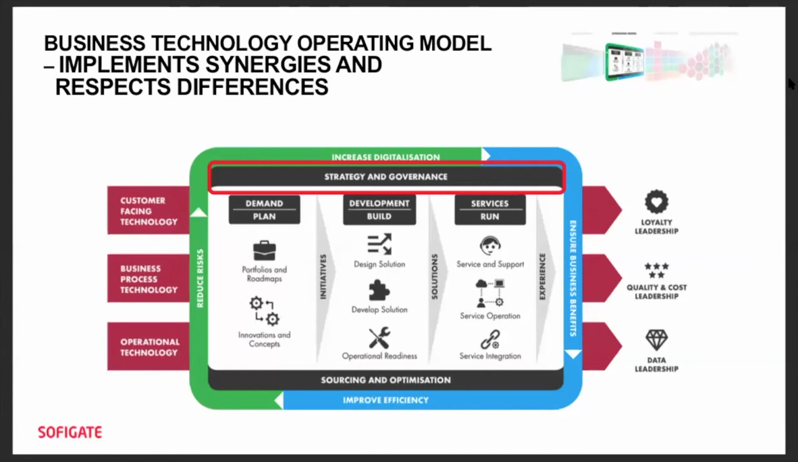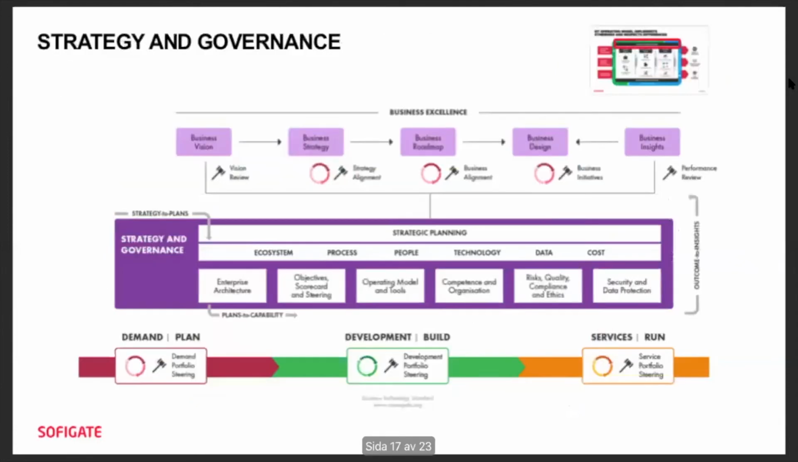So strategy and governance is the discipline that represents the part of the operating model that focuses on taking our strategies into plans and turning those plans into implementations where we create more or new or better capabilities. So here we work with strategic planning of ecosystems, processes, technology, in order to align those plans with any vision or strategic directives that we might have in our company.